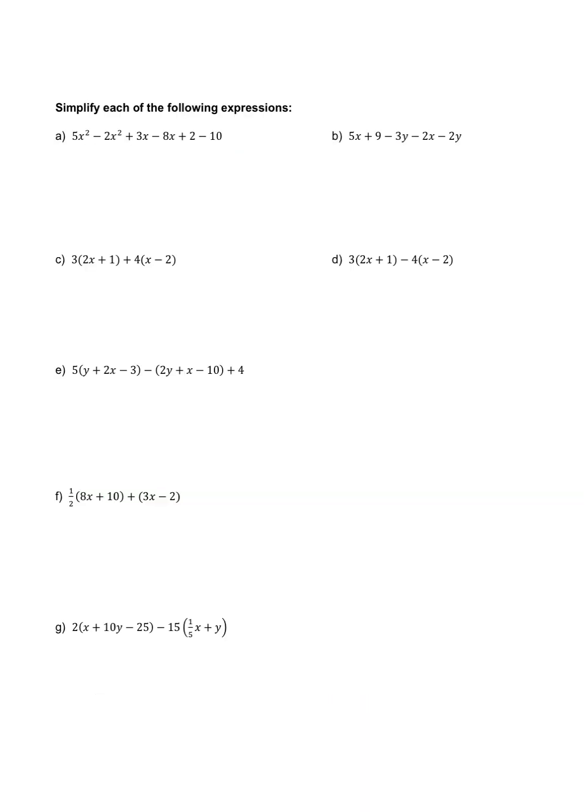We have simplify each of the following expressions. So we're going to combine like terms again. Let's go ahead. We have 5x squared, -2x squared, and then we have our 3x, -8x, and then we have our +2 and -10. So let's go ahead and combine our like terms. Basically, 5 minus 2 is 3, so we have 3x squared, 3x, then -8x gives us -5x, +2 and -10 gives us -8.